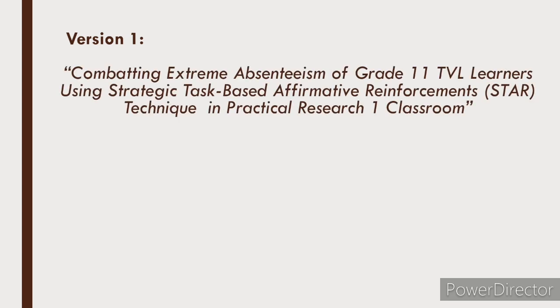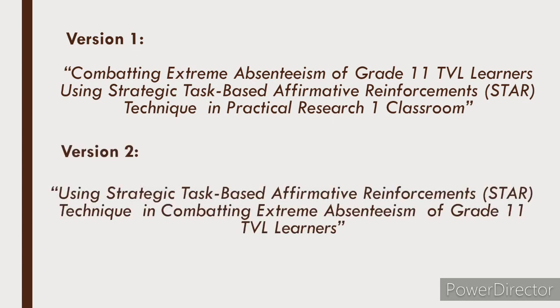In writing the title for the action research, you may use these two versions. The first one is Combating Extreme Absenteeism of Grade 11 TVL Learners Using the Strategic Task-Based Affirmative Reinforcements or STAR Technique in Practical Research 1 Classroom. Or you may start by mentioning the intervention first, then the purpose, like this: Using the Strategic Task-Based Affirmative Reinforcements or STAR Technique in Combating Extreme Absenteeism of Grade 11 TVL Learners.